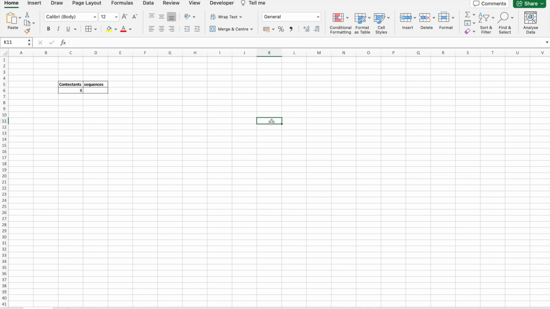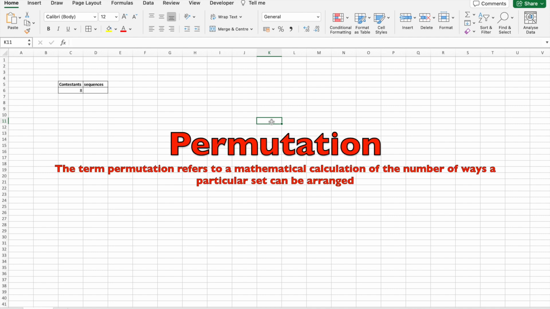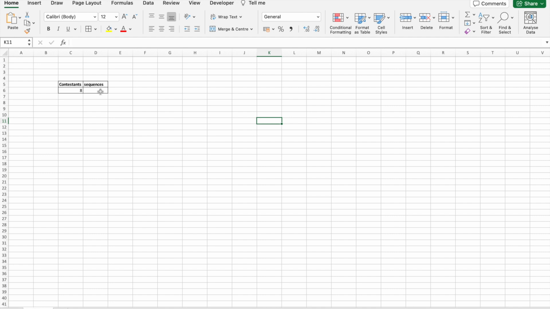In this example, you can see that there are a total of 8 contestants. The question that comes with that is how many different sequences can those 8 contestants make? Those different sequences are called permutations. There are two ways we can calculate the number of permutations those 8 contestants can create.